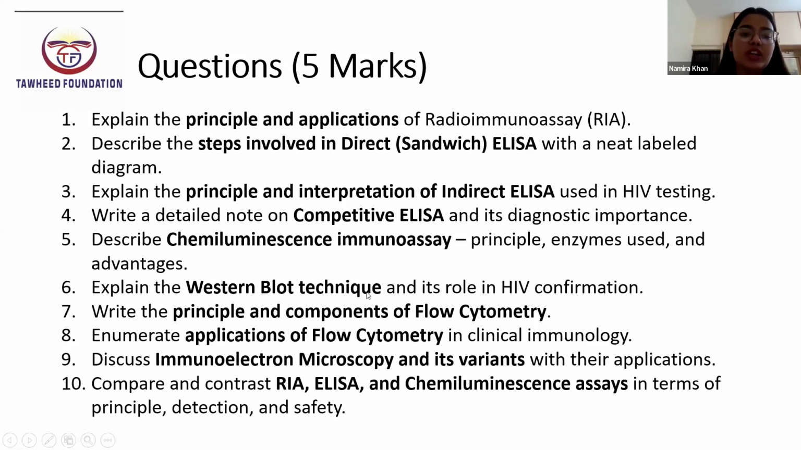Six, explain the Western blot technique and its role in HIV confirmation. Seven, write the principle and components of flow cytometry. Eight, enumerate applications of flow cytometry in clinical immunology. Nine, discuss immunoelectron microscopy and its variants with their applications. And last, ten, compare and contrast RIA, ELISA, and chemiluminescent assays in terms of principle, detection, and safety.